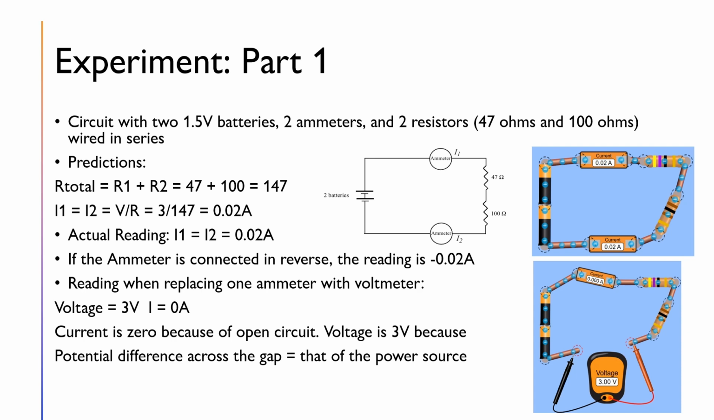And the reading when replacing one ammeter with a voltmeter, the voltage was 3 volts, and the current was 0 amps. Current is 0 because of the open circuit. Voltage is 3 volts because the potential difference across the gap equals that of the power source.